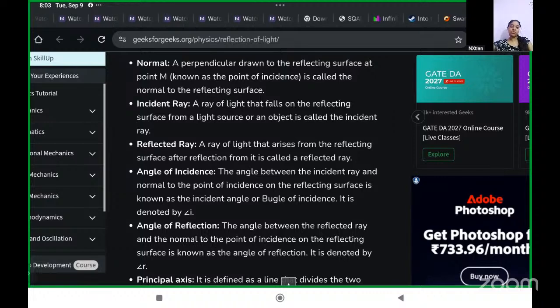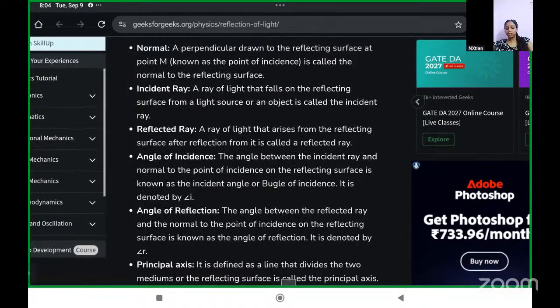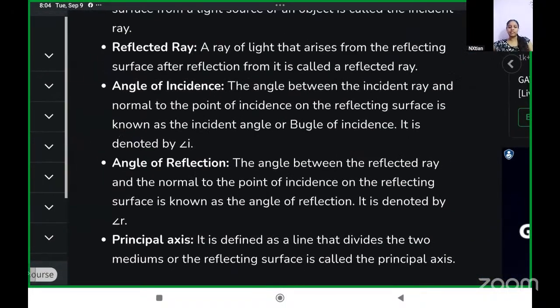The formation of image also we will do for mirrors, and then we will do for lens. How images are formed in mirrors, real and virtual, and in lens. Principal axis, I'll explain to you. You can just write the definition right now, and then once you've written everything, I'll explain it to you on the whiteboard.